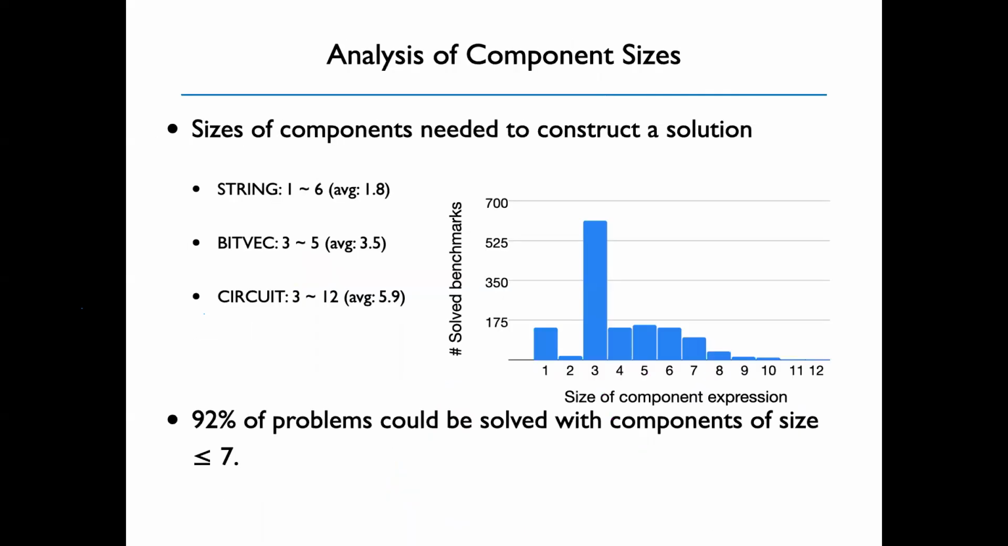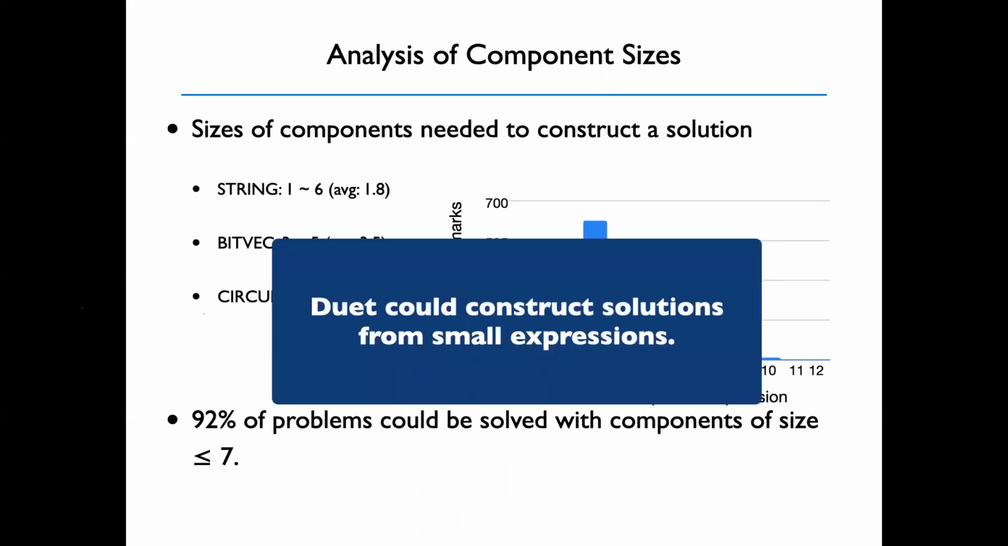And next, this figure shows the frequency distribution of benchmarks according to the maximum size of components when Duet finds a solution. Overall, the maximum size of components ranges from 1 to 12 with an average of 4. Out of 1,443 solved problems in all the domains, 92% of problems could be solved with component expressions of size less than or equal to 7. Such small expressions can be quickly explored by the bottom-up enumeration in practice. This indicates that Duet could compose solutions from small expressions.